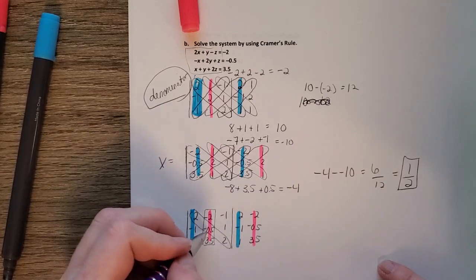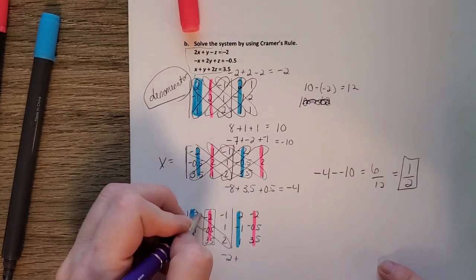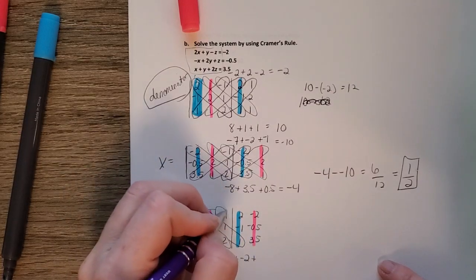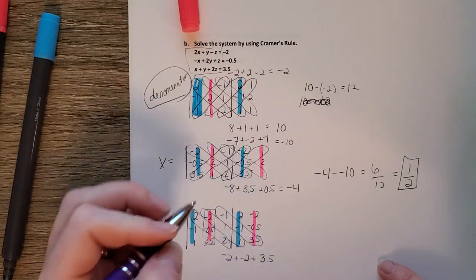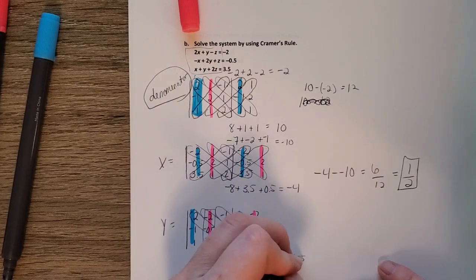So this is 2 times negative a half is negative 1 times 2 is negative 2. Negative 2 times 1 is negative 2. And negative 1 times 3.5 would be positive 3.5. And if we put those together, we get negative 0.5.